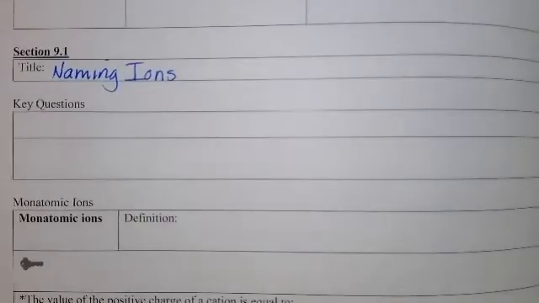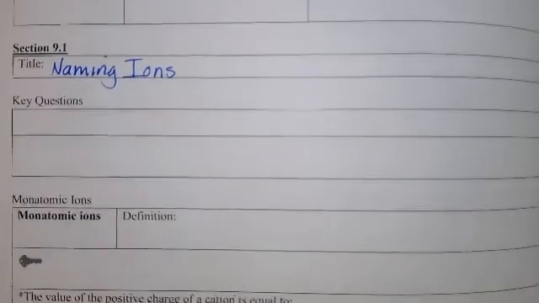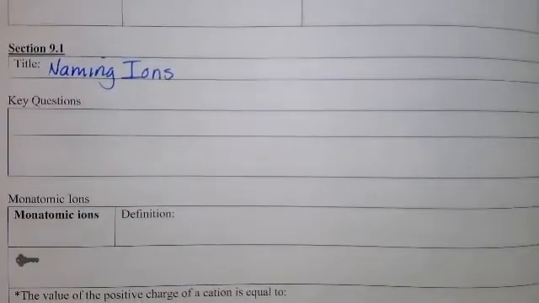This is the class notes for section 9.1. This section is called Naming Ions, and we're going to work through some of the background information after you've read about naming ions. So first off, we'll look at the ideas behind monatomic ions.